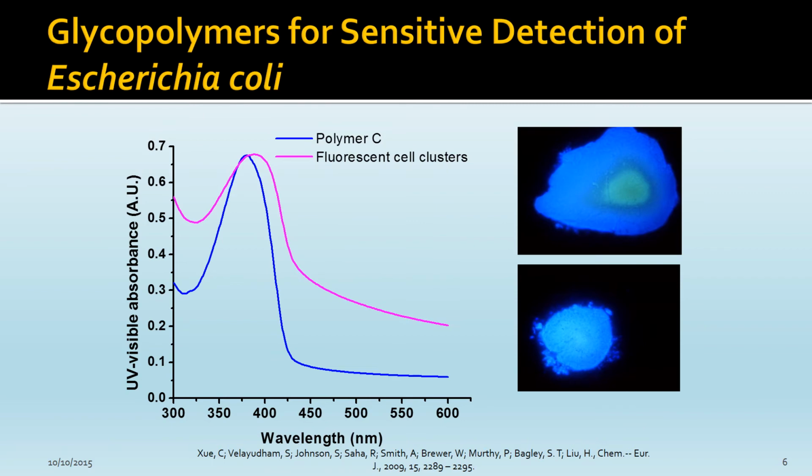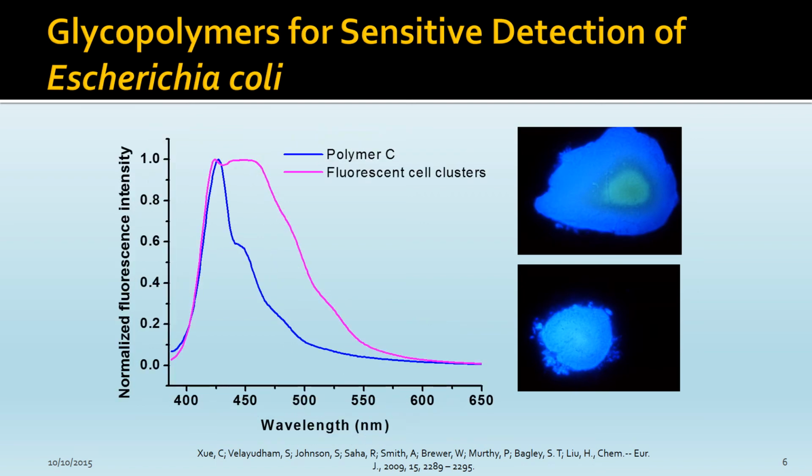Here we see the absorbance spectrum of polymer C alone in the blue line and the absorbance spectrum of polymer C with the Escherichia coli ORN 178 strain. We could notice that the fluorescent cell cluster has a red shift and the absorbance peak maximum is close to 400 nanometer, which is around 10 to 20 nanometer higher than polymer C itself.